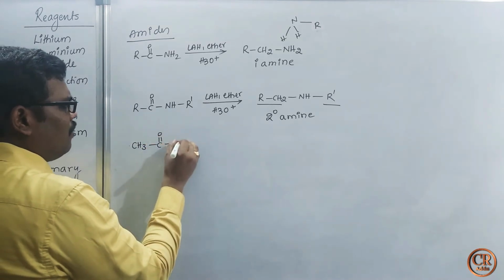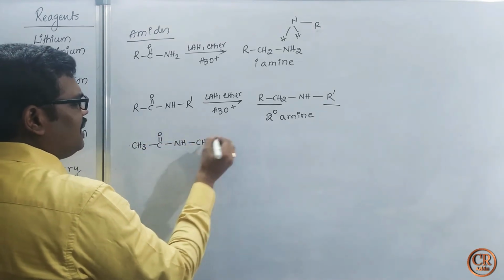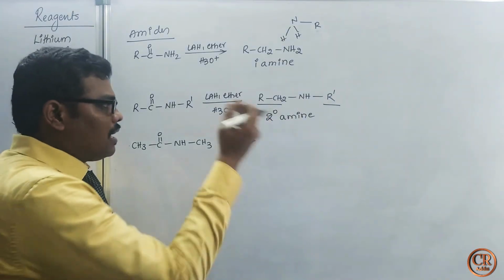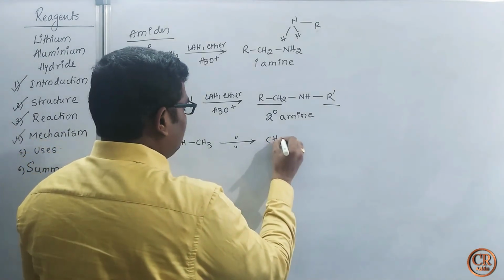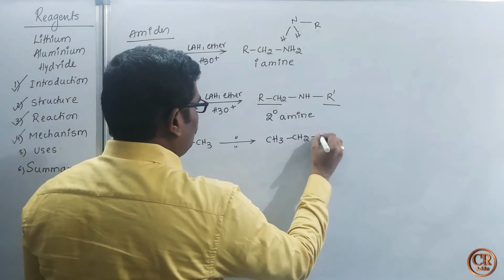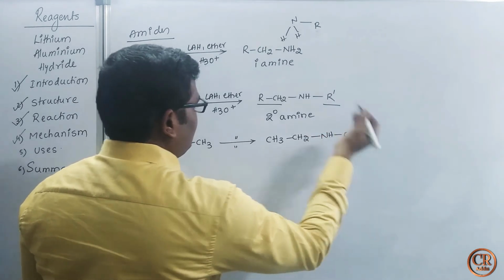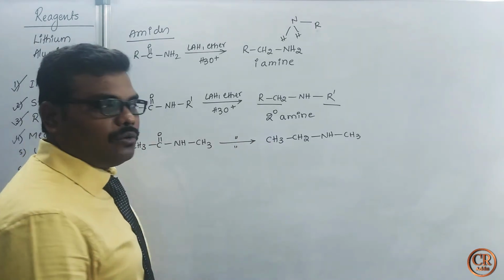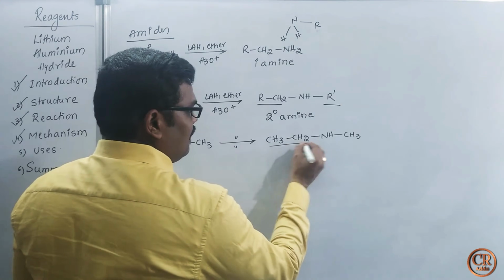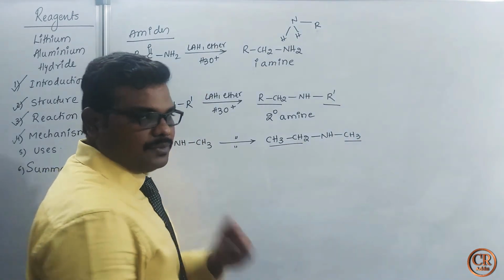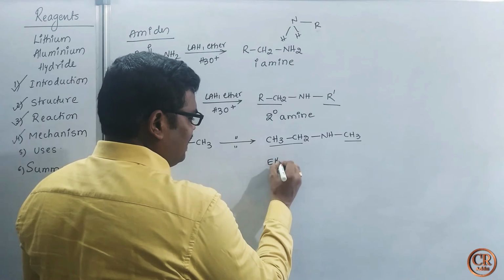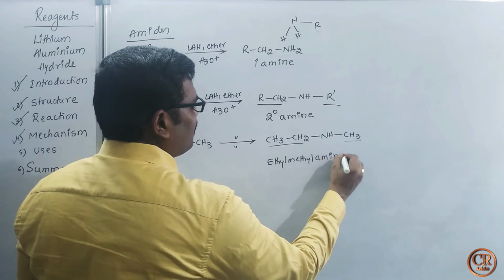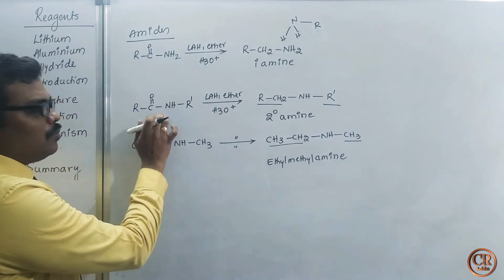Let us take one example here. CH3 C double bond O NHCH3. When it reacts with lithium aluminum hydride in ether followed by hydrolysis in presence of acid, it gives CH3CH2NHCH3. Anyway, IUPAC name is very simple, N-methyl ethanamine. But I am going to write only common names here. This is ethyl and this is methyl; in alphabetical order ethyl comes first. So I am going to write first ethyl, next methyl: ethyl methyl amine.